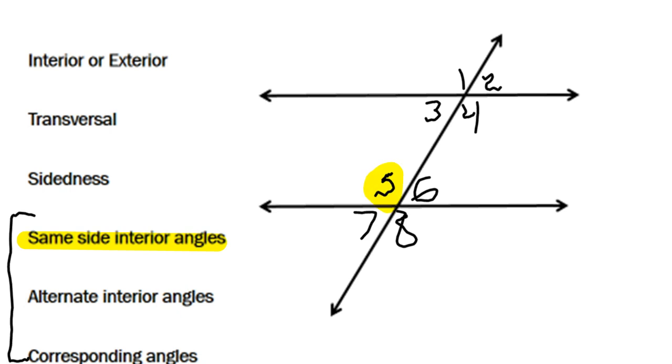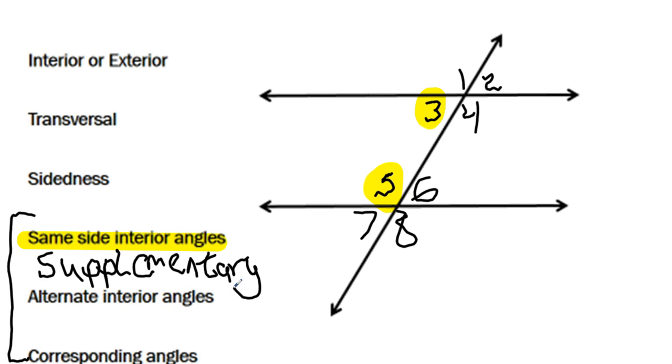Let's say if I start with 5. We then want to name an angle that is on the same side as 5, so the left side, and that is also an interior angle, and that's 3. Okay, and there is a little fact that I would like you to have in your notes about that. Those are going to be supplementary. And that means they add to 180 degrees.